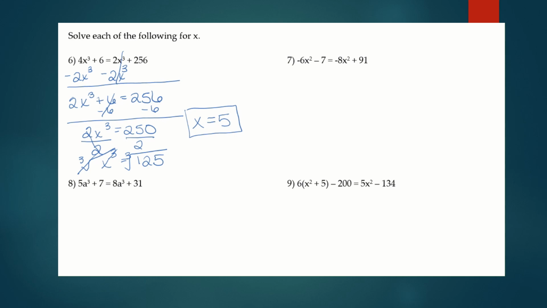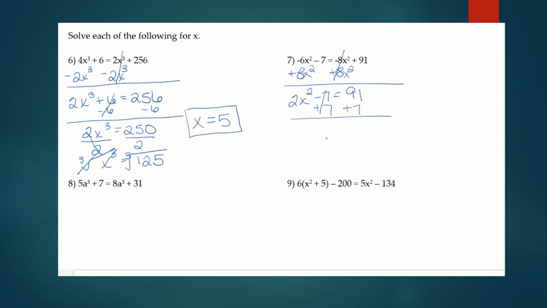All right, looking at number 7. So for number 7, we're dealing with x squareds. So I'm going to get all of my x squareds on one side and my constants on the other. I'm going to take this negative 8x squared and I'm actually going to add it to both sides. And when I do that, I get negative 6 plus 8 is 2x squared minus 7 equal to 91. I'm going to bring this minus 7 to the other side using addition. Oops, not 9, but 7. Let's try that again. So I'm going to add 7 to both sides, and when I do that, I'm left with 2x squared equal to 98.